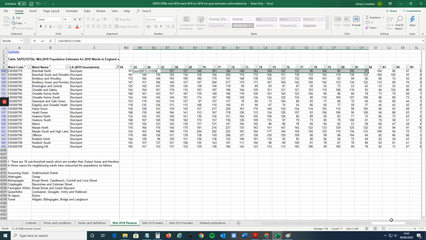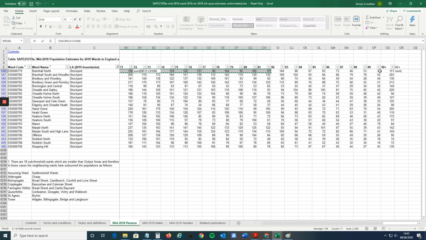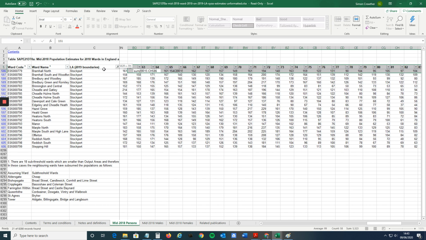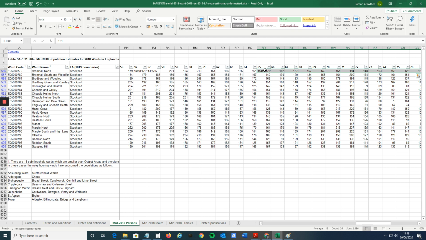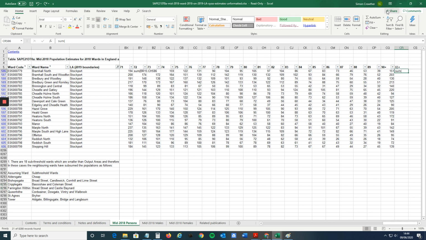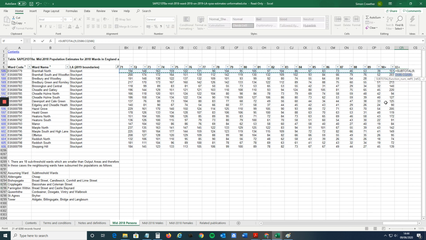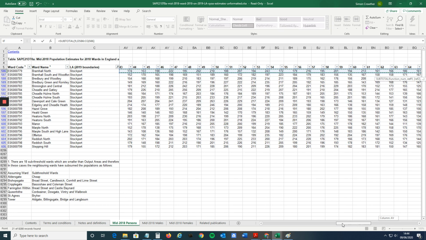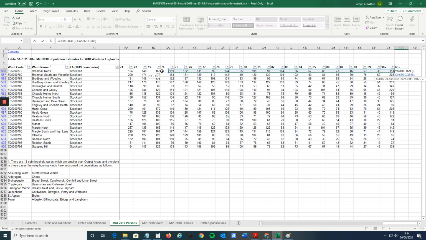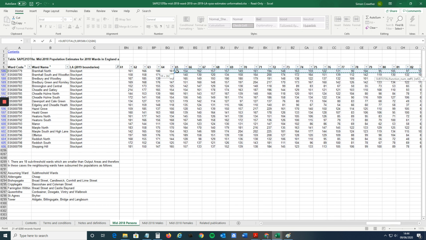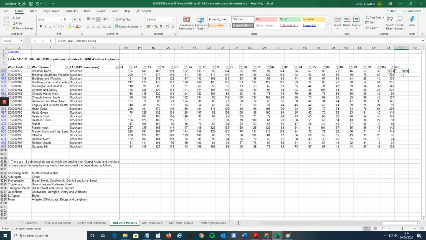Problems there, it's not allowing me to. Try again. No problems there, just try that again. So delete that. So there we go. And that's a bit better. So we've got 3,050 people in that ward in Bramhall North who are over 65. We just drag that down, and there we get all the numbers.